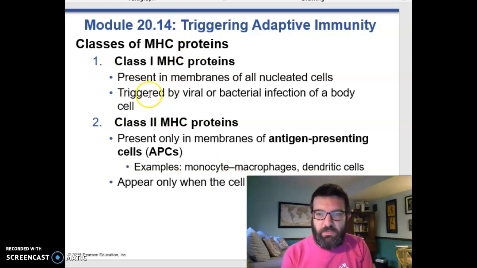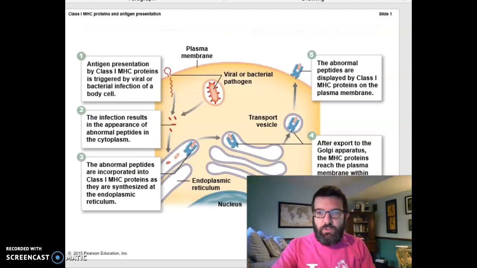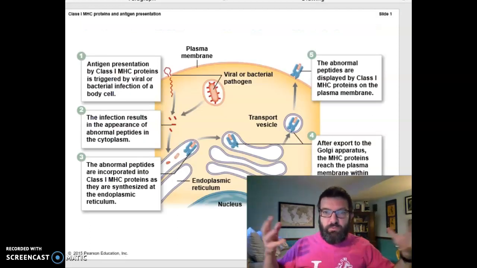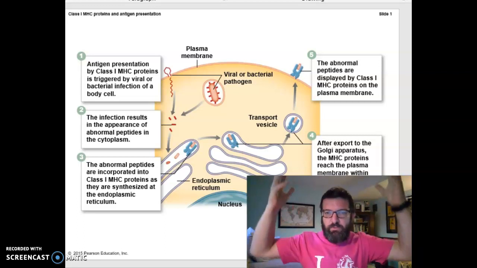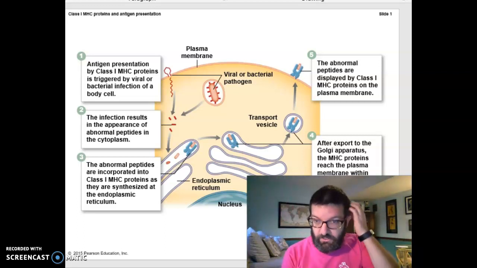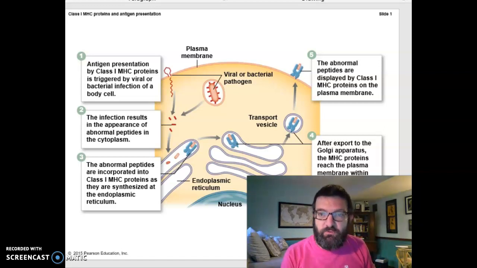Class 1 MHCs, all of your cells that are nucleated have them. And they just allow you to display a set of proteins that you normally have inside your cells that you're producing based on your DNA, and you display them to your immune cells, like your cytotoxic T cells or natural killer cells, and say, hey, look, you can't lie. These are the proteins I'm making. That means I am one of your cells, right?